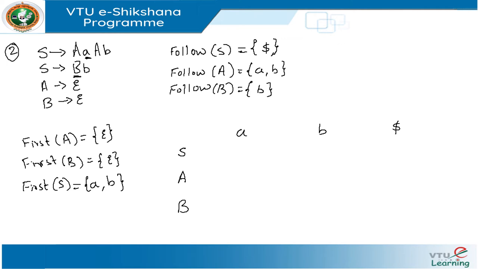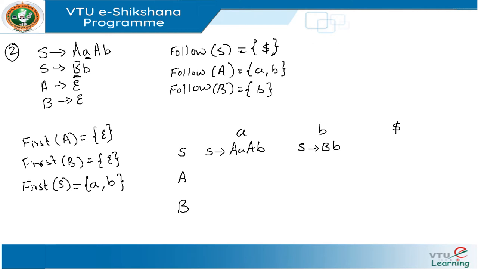So here, to get the terminal symbol a, I need to use the production S derives AA, AB. Then to get the terminal symbol b as the first symbol, we need to use the second production S derives BB. So we need to make an entry S derives BB. Now coming to first of A. When we come to the first of A, we have got epsilon. When we have an epsilon in the first set, then we need to make an entry in that particular row for the follow set symbols also. So shifting to the follow set of A, we have got a and b.